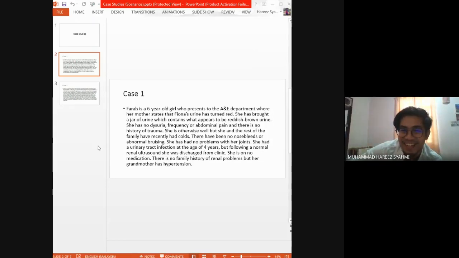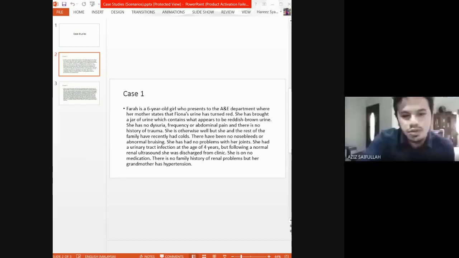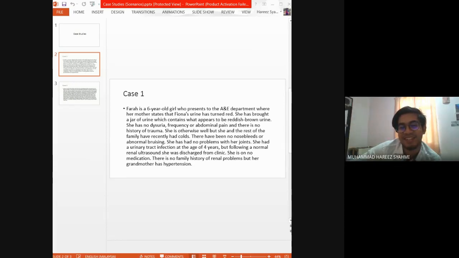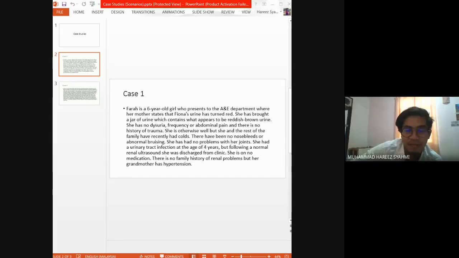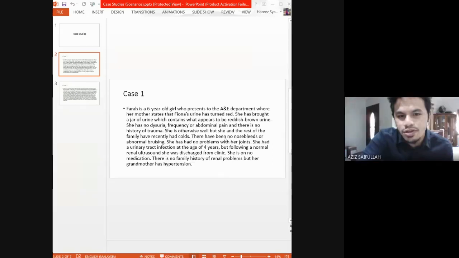Okay, other than that, as you can see in the case scenario, it mentions that there has been no nosebleed or lumbar bruising, and also there is no joint pain. So this is to exclude HSP. Yes, to exclude HSP. Other than that, what other problem can we exclude from this statement? She has no dysuria, based on this statement.